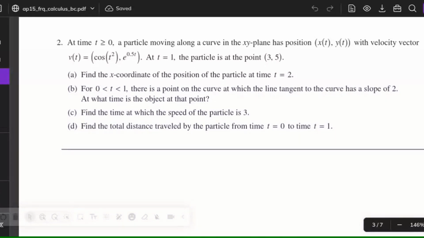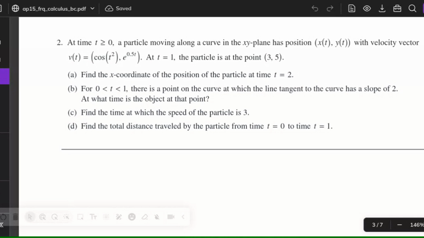Alright, so this is the problem that we're going to be looking at. First, I just want to read it through together so we know what we're getting into. At time t greater than or equal to 0, a particle moving along a curve in the xy-plane has position (x(t), y(t)) with velocity vector v(t) equal to (cos(t²), e^(0.5t)). At t equals 1, the particle is at the point (3, 5).